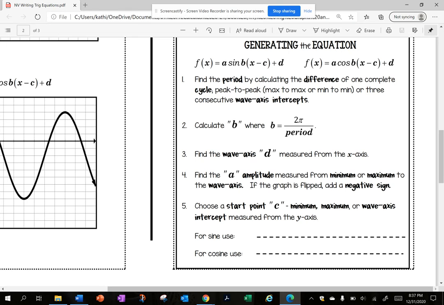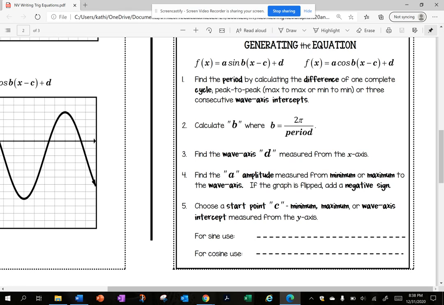I'm going to find my d parameter, that is the y equals the wave axis. So this is measured from the x-axis. And then I'm going to determine what the amplitude is. So the amplitude is always positive. It's measured from a minimum or a maximum to the wave axis. If there's a negative sign, that just means I am flipped.